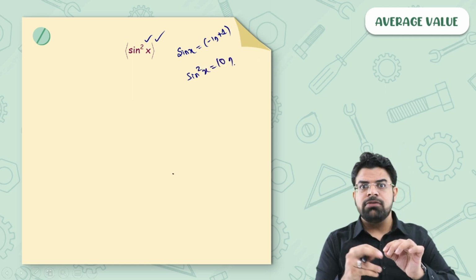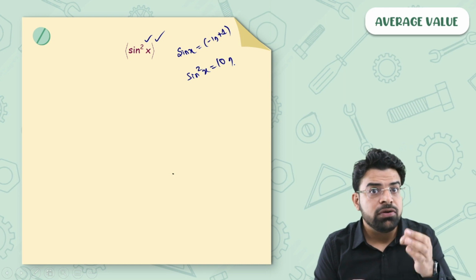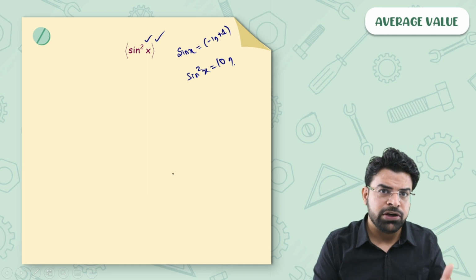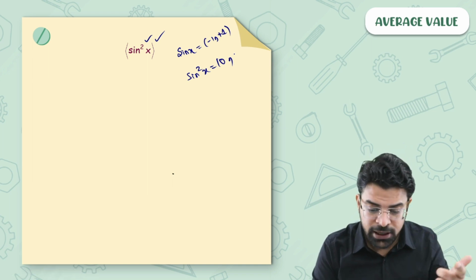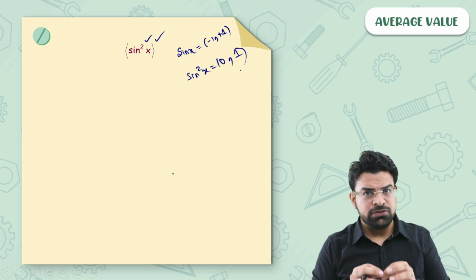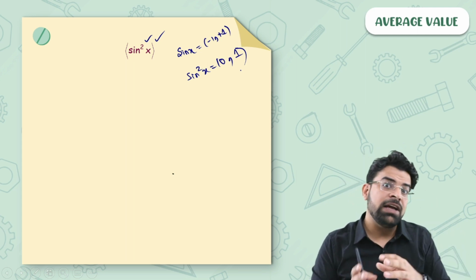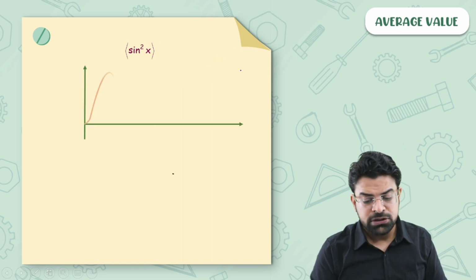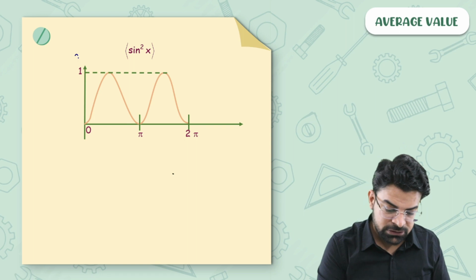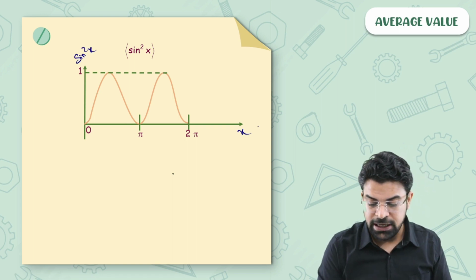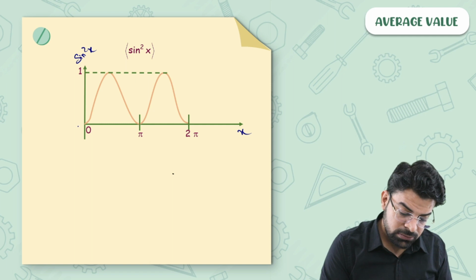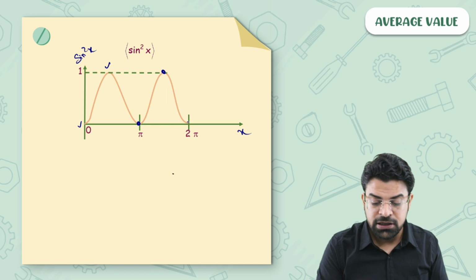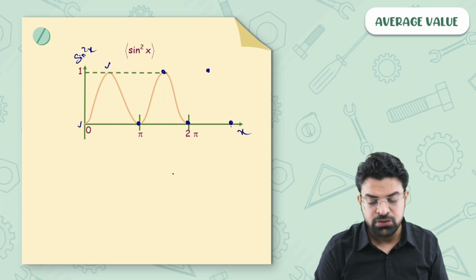And the maximum possible value of sine square x is when the magnitude of sine x is maximum. And the maximum possible magnitude of sine x is 1. So the maximum possible value of sine square x is also 1 square, that is 1. So as the value of sine x changes between minus 1 and plus 1, the value of sine square x changes between 0 and 1. So if we look at the graph of sine square x versus x, when x is 0, sine square x is 0. Then it increases, becomes 1, then drops, becomes 0, then increases, becomes 1, then drops, becomes 0, and so on.